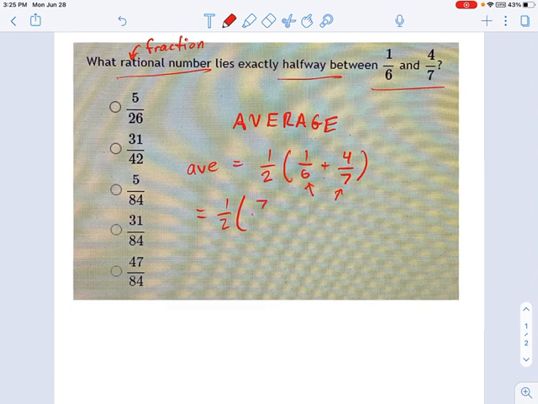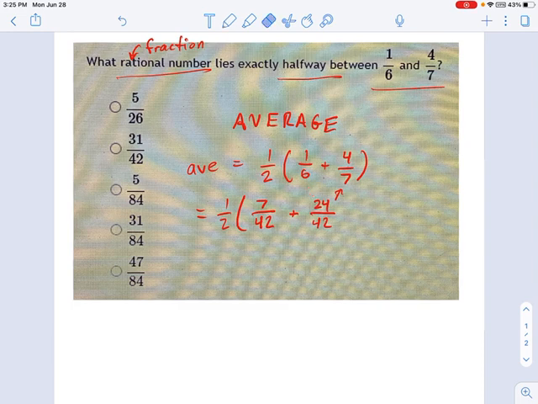1/6 turns into 7 over 42, right? I multiplied the top and bottom by 7. And on this side, this guy right here, I'm going to multiply the top and bottom by 6. That way I get another 42 over here. Multiply the top by 6 and you get 24.